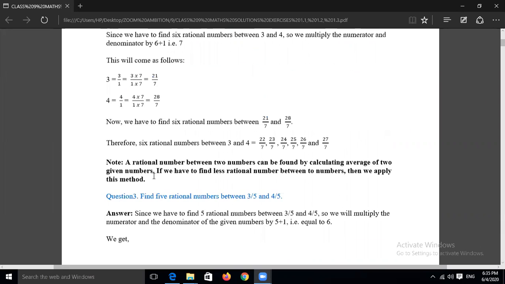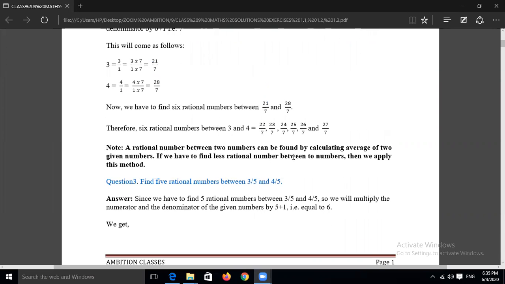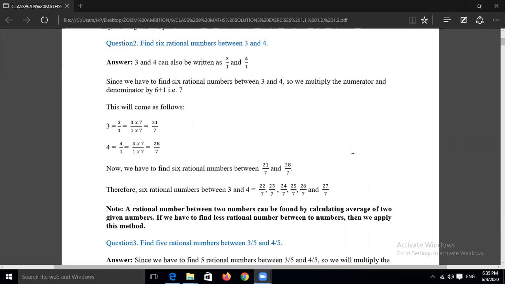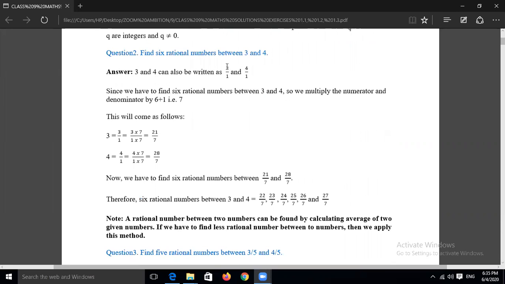A rational number between 2 numbers can also be found by calculating the average of the 2. For example, 3 plus 4, divided by 2, is 7 by 2. 7 by 2 is between 3 and 4 because 7 by 2 is 3.5, as we know. In this way we can also find rational numbers between given rational numbers. That we will discuss later.